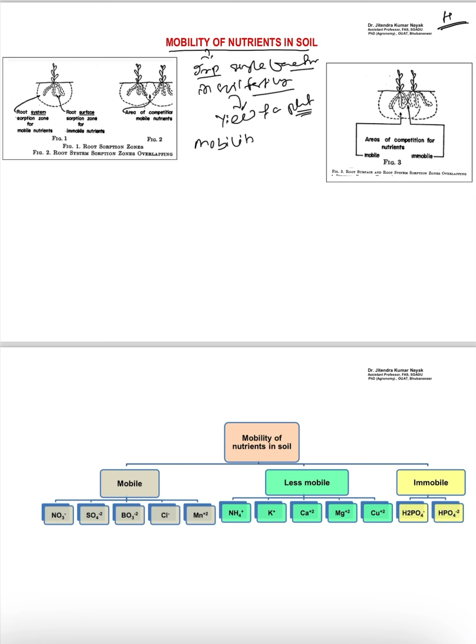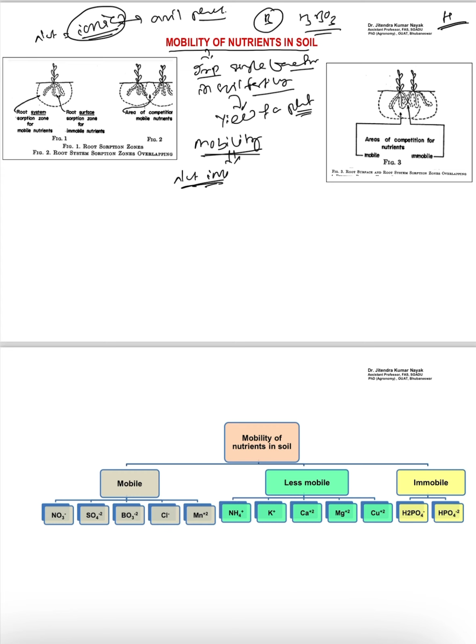And the term mobility is used here because we are going to see whether the nutrient ion moves. As you know, whatever nutrients are present inside the soil are present in ionic form, and these ionic forms are available to the plants, except boron, that is H3BO3, which can also be available in neutral, non-ionic form. So most of the nutrients are present in ionic form inside the soil system.